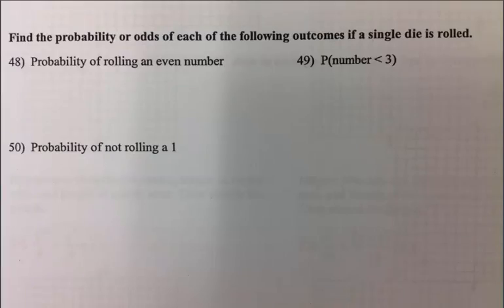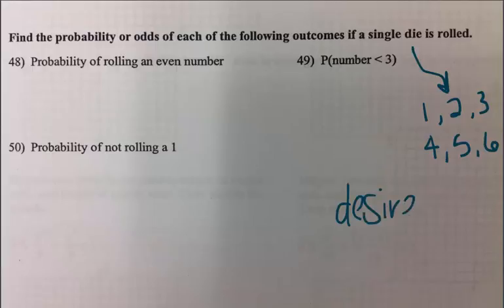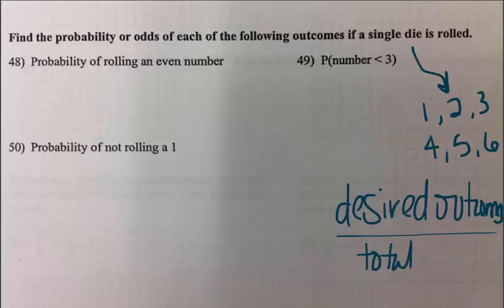And we're down to the final 3 problems, the best stuff, probability. And we're talking about a single die being rolled. So we know there's only a few options, a 1, 2, 3, or a 4, 5, 6. Those are it. So probability, what you want over the total. We talked about desired outcomes over the total outcomes. I'm running out of room, wrote too big. So each one of these is going to start with a total of 6 because there are 6 outcomes total.